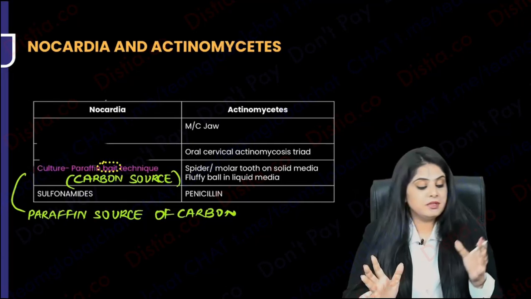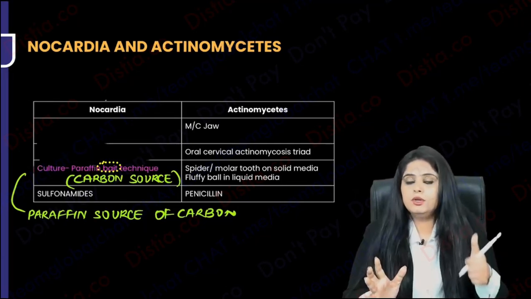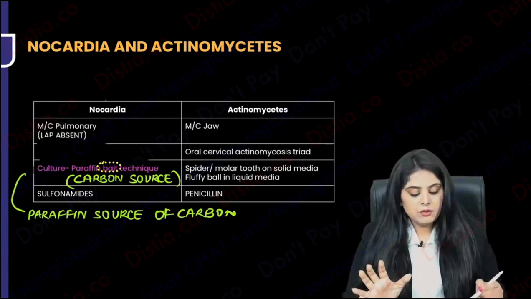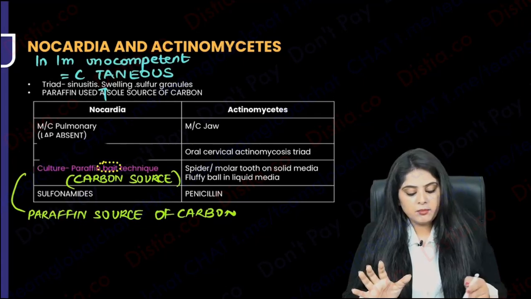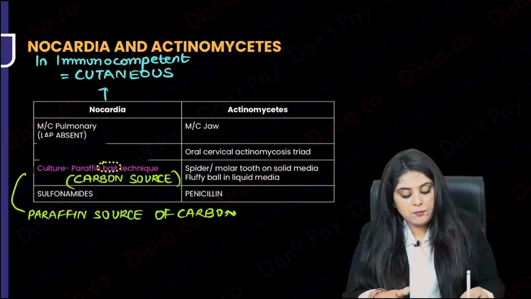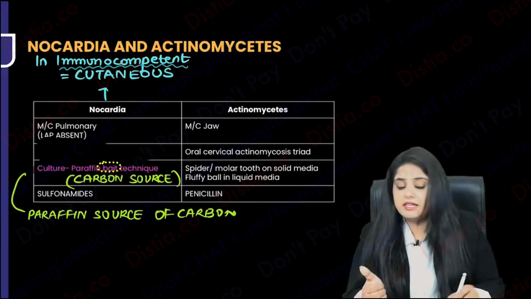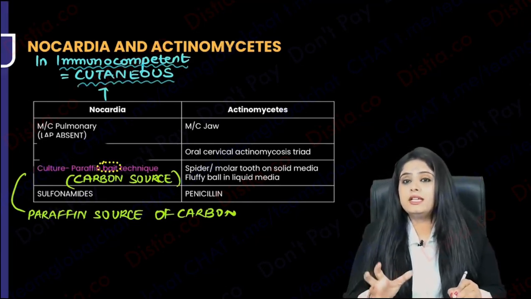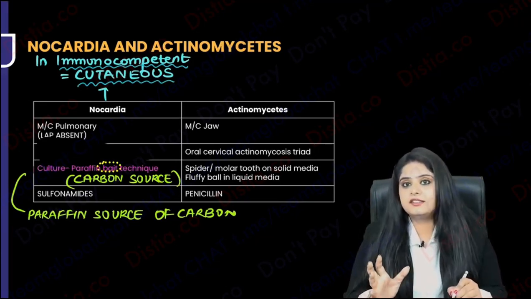We have two sets of people. One are immunocompetent, and one are immunocompromised. So when I'm talking about the immunocompetent and the immunocompromised people, let's get going with this one by one. When I'm talking about the immunocompetent people, well, fit and fine, usually it results in a cutaneous manifestation, right? There are cutaneous ulcers and sinuses that are formed.